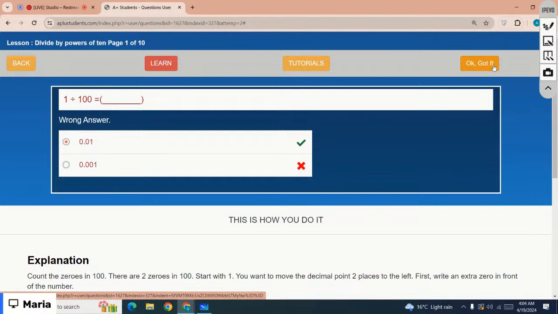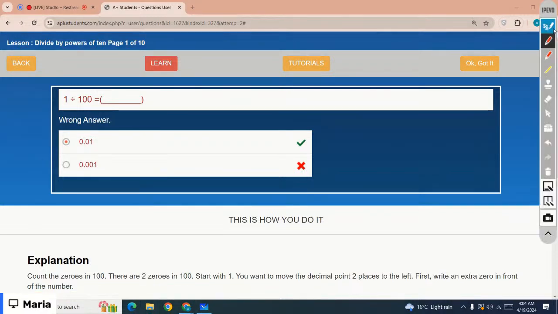Oh, sorry. You have already one, right? You have to move two places left. So that would be 0.01. Now you have two decimal places. Got it? Okay, got it.